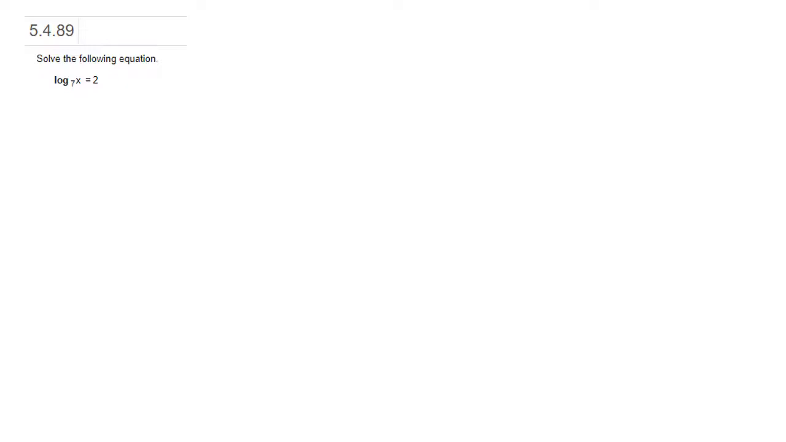So we want to solve this for x. Well, since I have a logarithmic expression, we could try changing it to an exponential. 7 to the 2nd power equals x, and we're done. x is 49. Very straightforward.